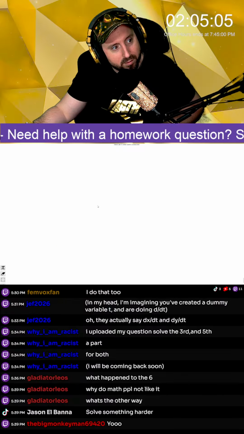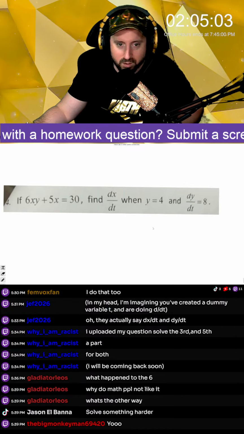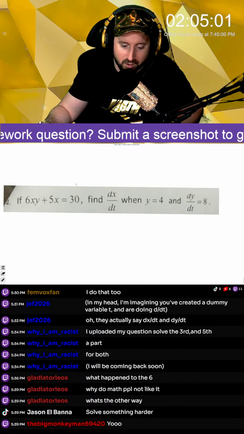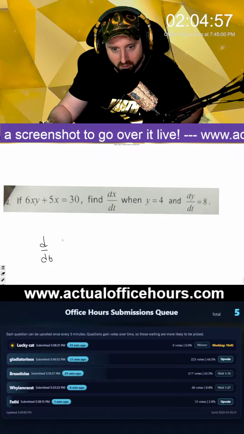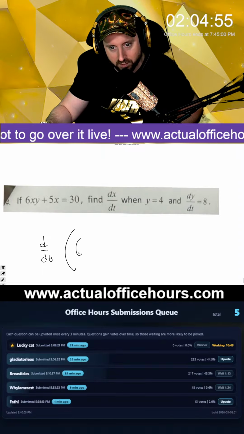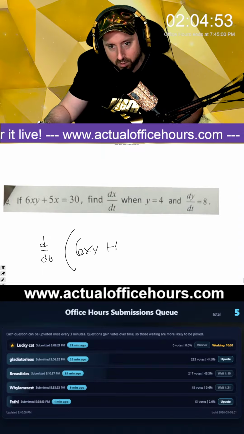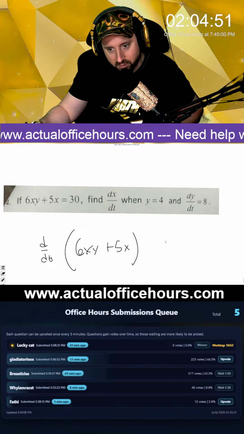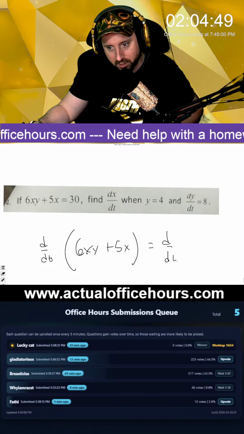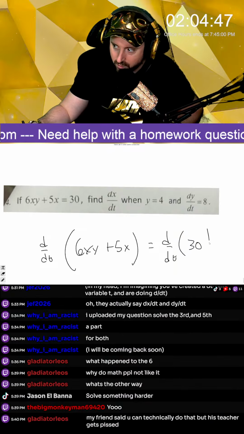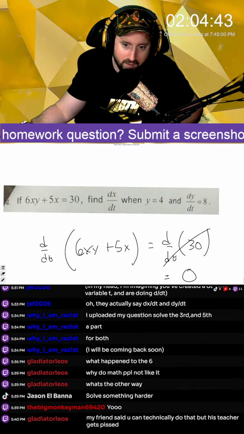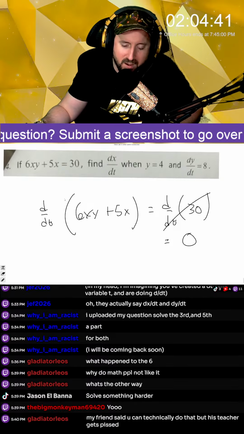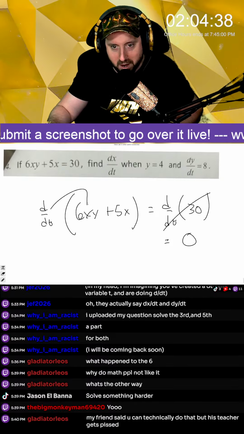How you're supposed to do this is you're supposed to do d/dt of both sides of 6xy plus 5x is equal to d/dt of 30. This is the correct way to do it. This is obviously 0. And then this again, it's the same thing. You're doing a power rule.